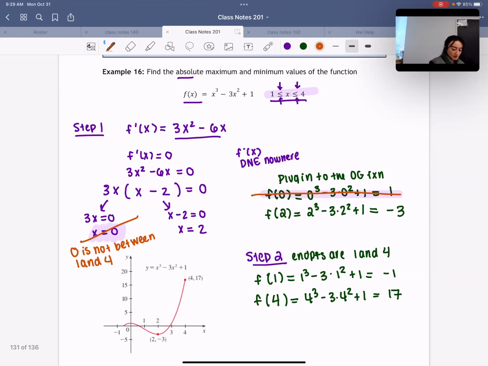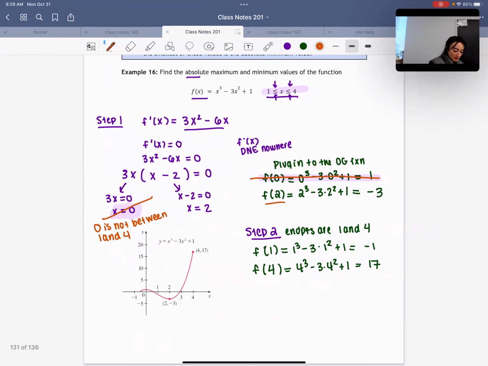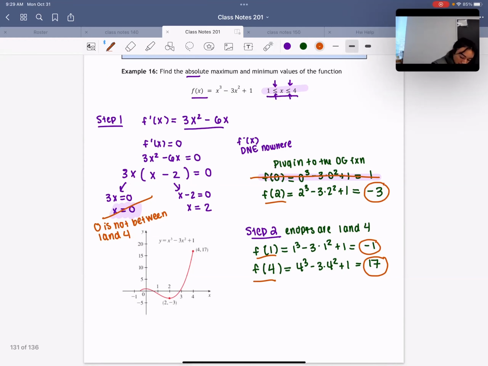So my 3 candidates to be my absolute max and min are f of 2, f of 1, and f of 4, okay? To find the absolute maxes and mins, we're gonna take a look at what these values are: -3, -1, and 17. What's my absolute minimum? -3, it's the lowest of the values that I found, okay? So this is the lowest.